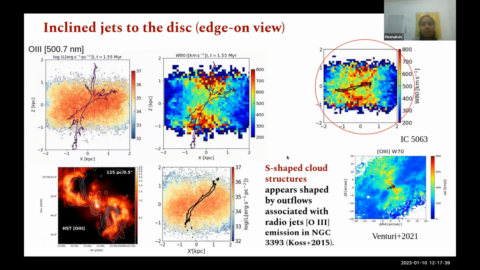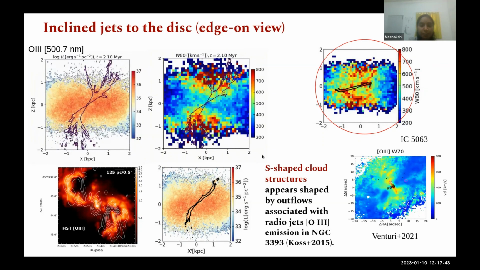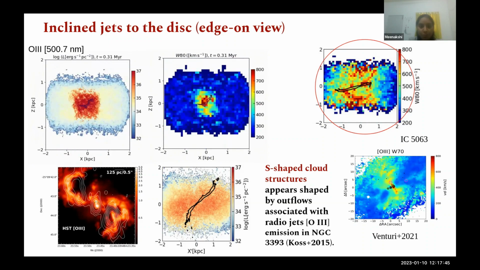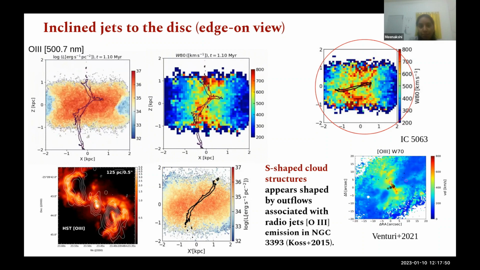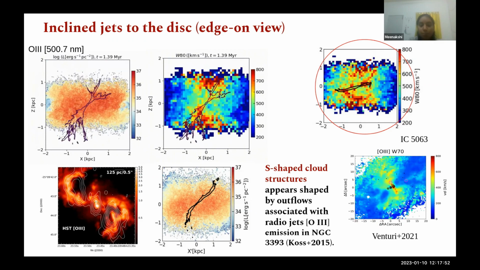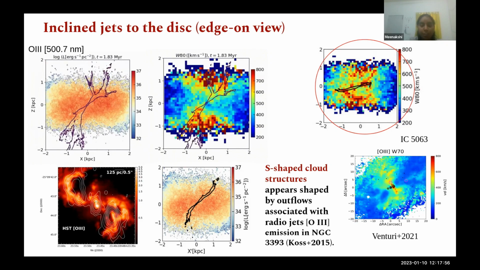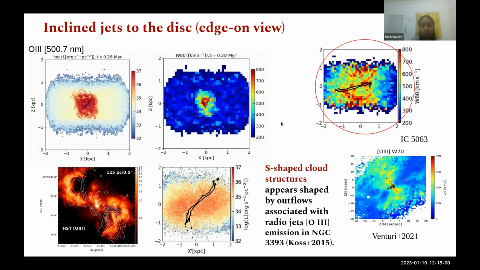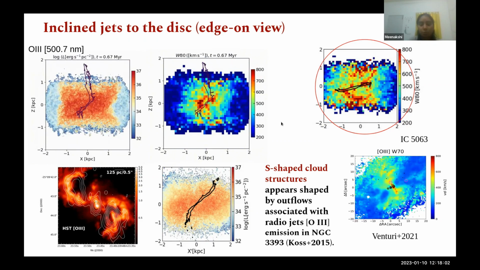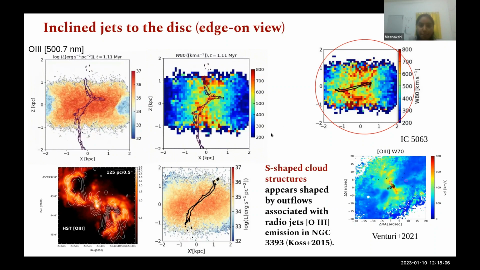And from this evolution of the widths, we find that as the jet evolves in the system, the extent of the high dispersion region increases, and it follows the path of the jet. And later we observe a high-width biconical structure. We believe this structure is due to the outflows along the minor axis, because that is the path of least resistance for the jet, where the outflows can easily escape.